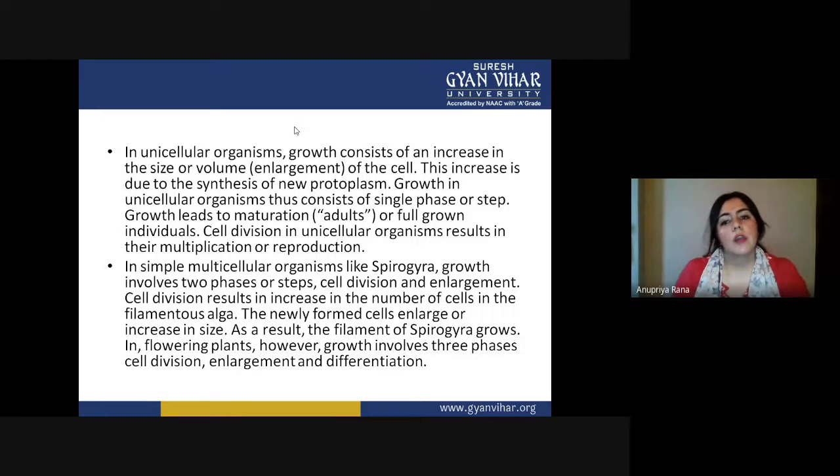Cell division in unicellular organisms results in their multiplication or reproduction. At the time of reproduction, they complete their cycle and enter a new cycle, because in unicellular organisms the cell is fully devoted to multiplication and reproduction, and it converts its whole content. So that cell no longer exists once reproduction happens. That's why unicellular organisms have very limited growth and developmental processes.